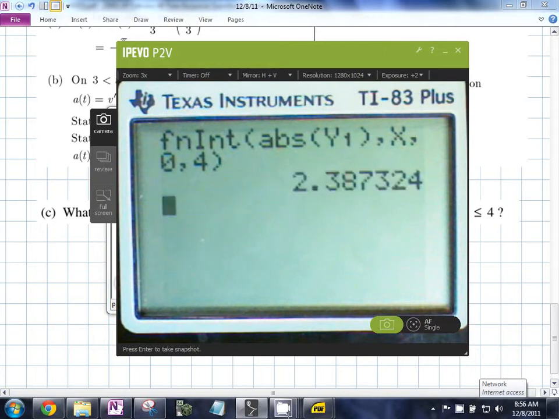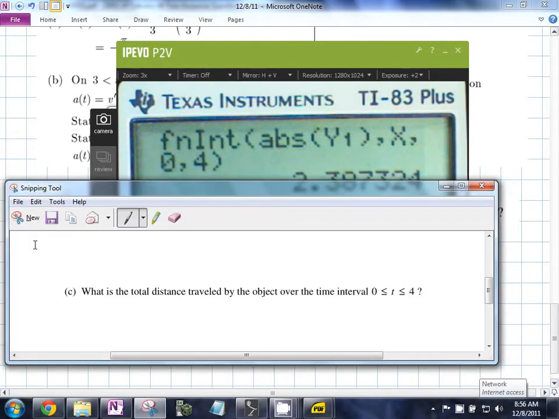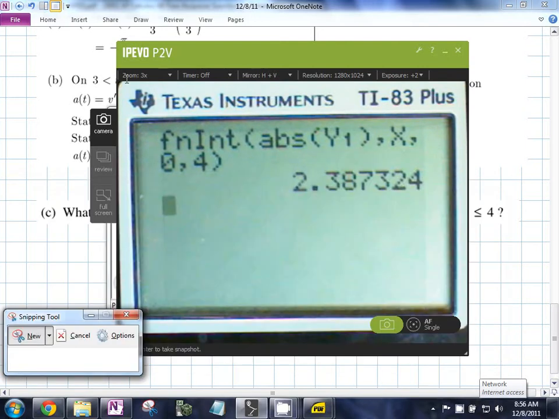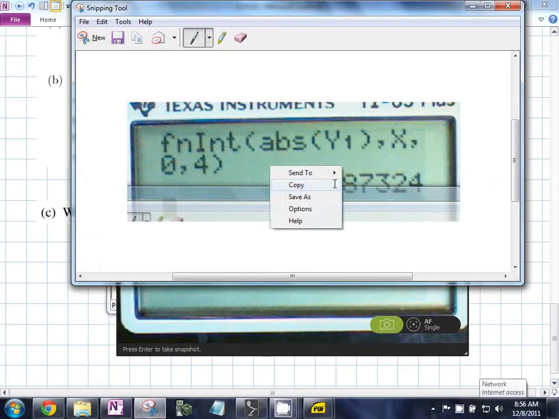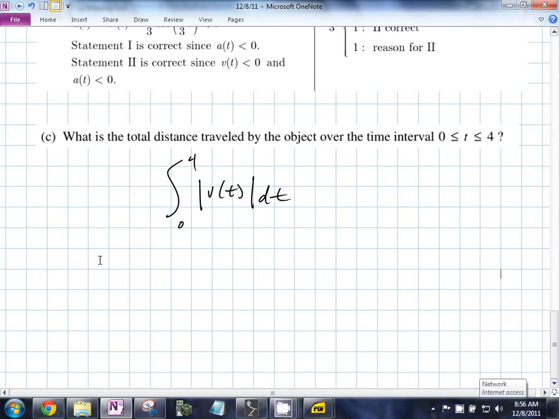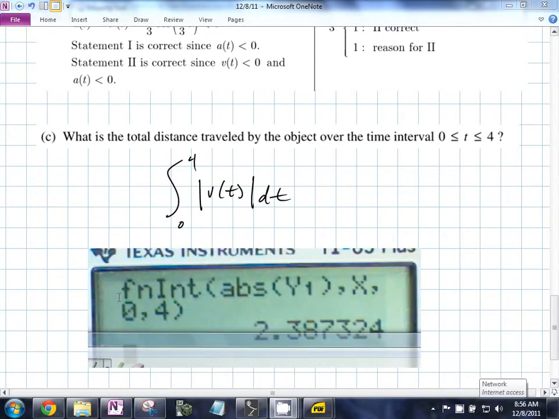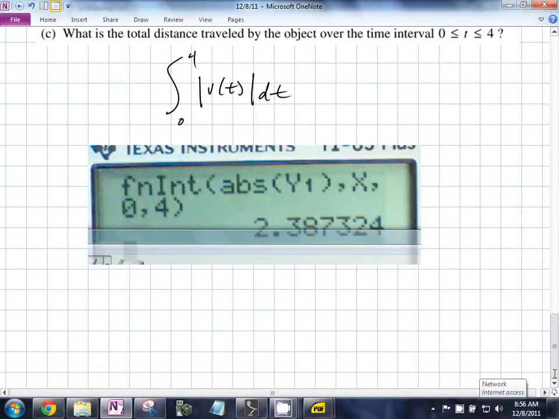Literally, if you wrote this, you're done. That's it. What's the total distance traveled? And then you need your units. Did it give us units on this? No, I don't even think it did. So what would you have to write for your answer? Can someone tell me what the units are? Yeah, no, well, 2.387. You need exactly 3 decimal places.